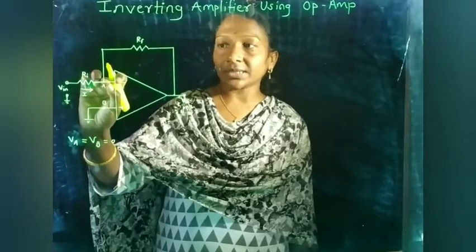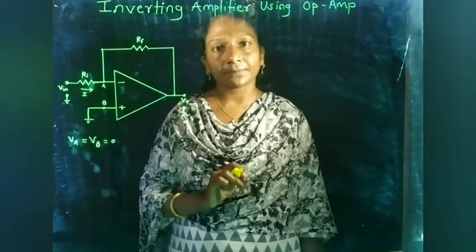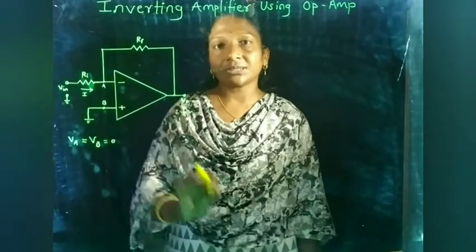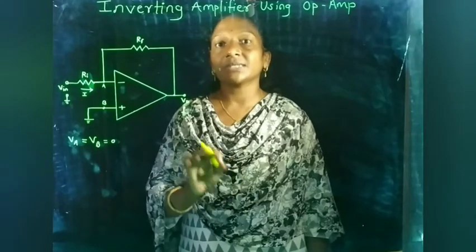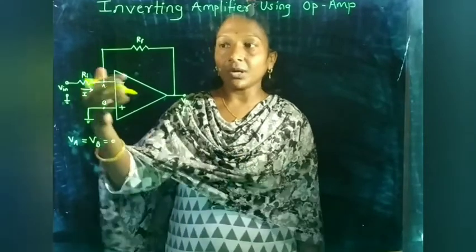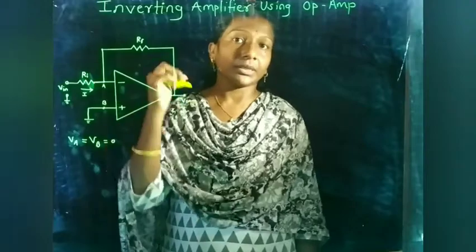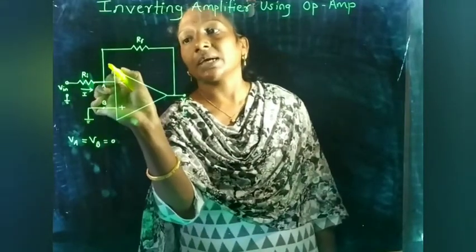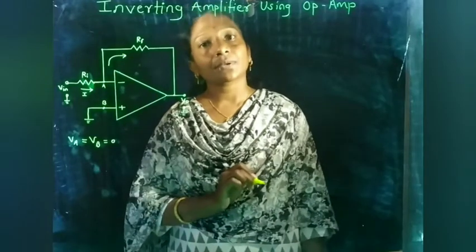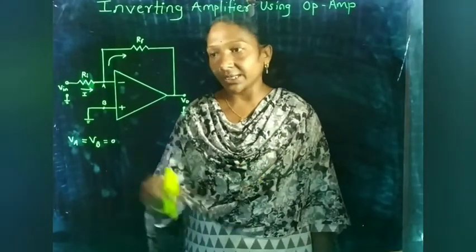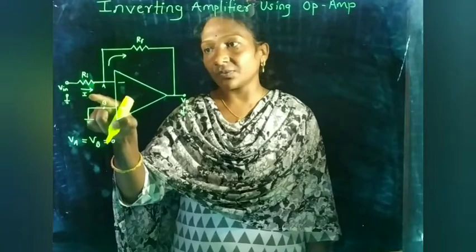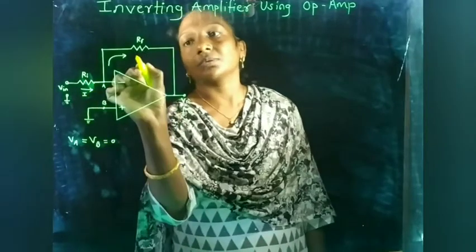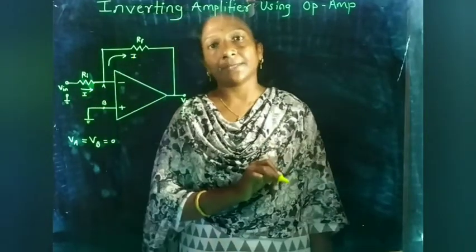This current appears at this node A. The input resistance of the operational amplifier is very large. Therefore, no current is flowing inside to this terminal. All current flows through this direction, that means from the feedback resistor. Therefore, the same current I is flowing through this resistor.